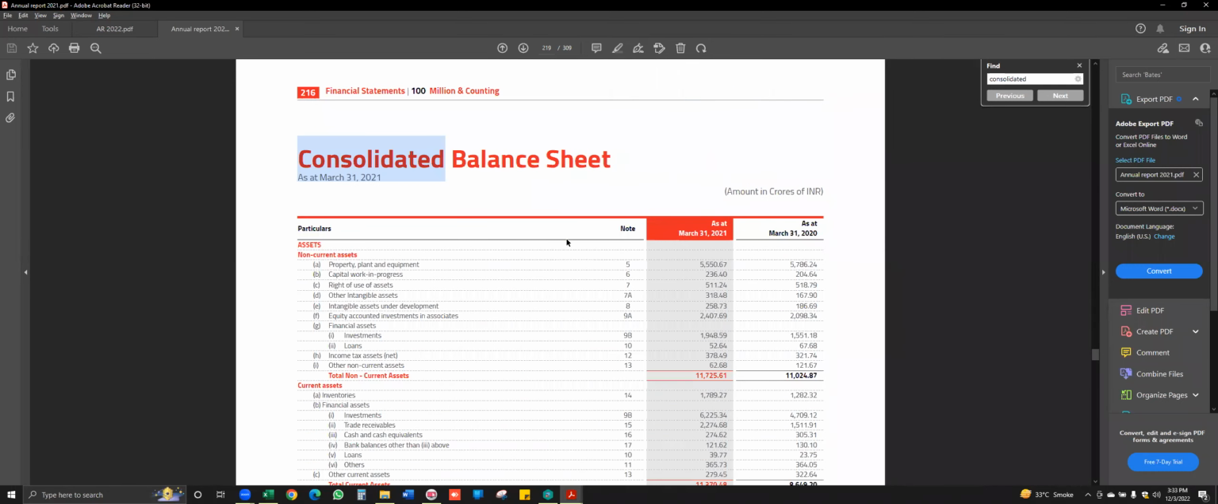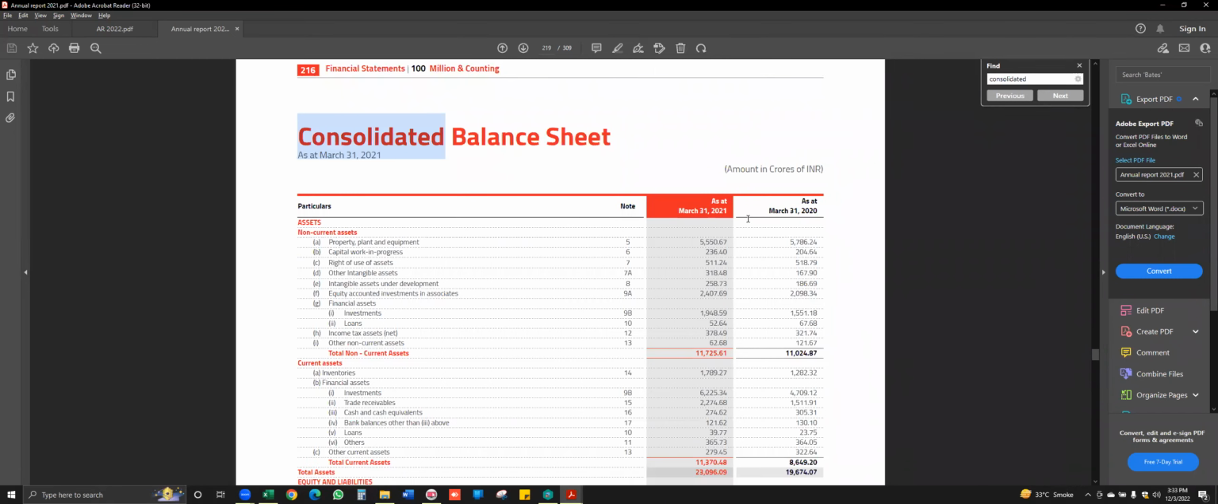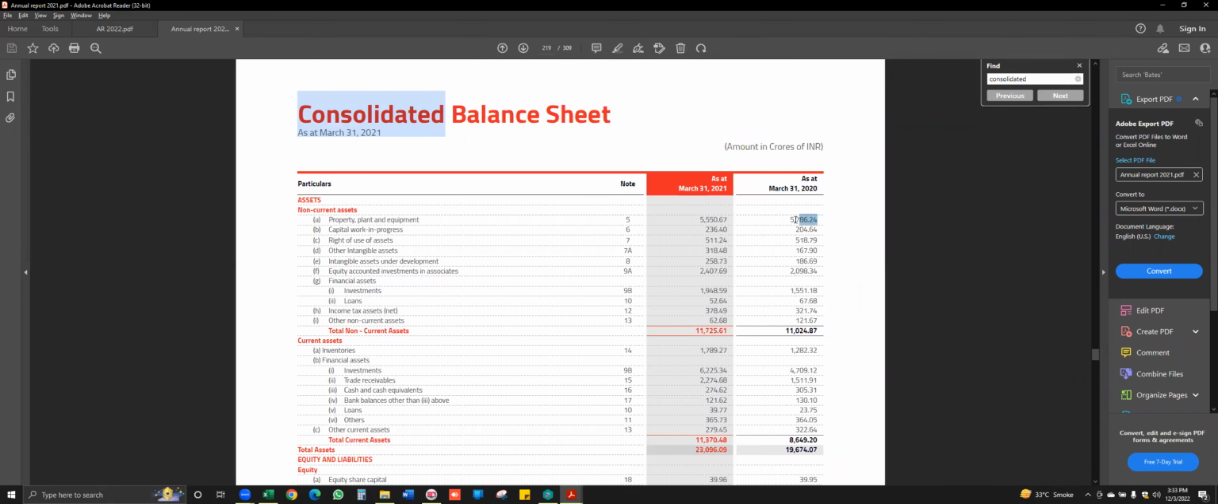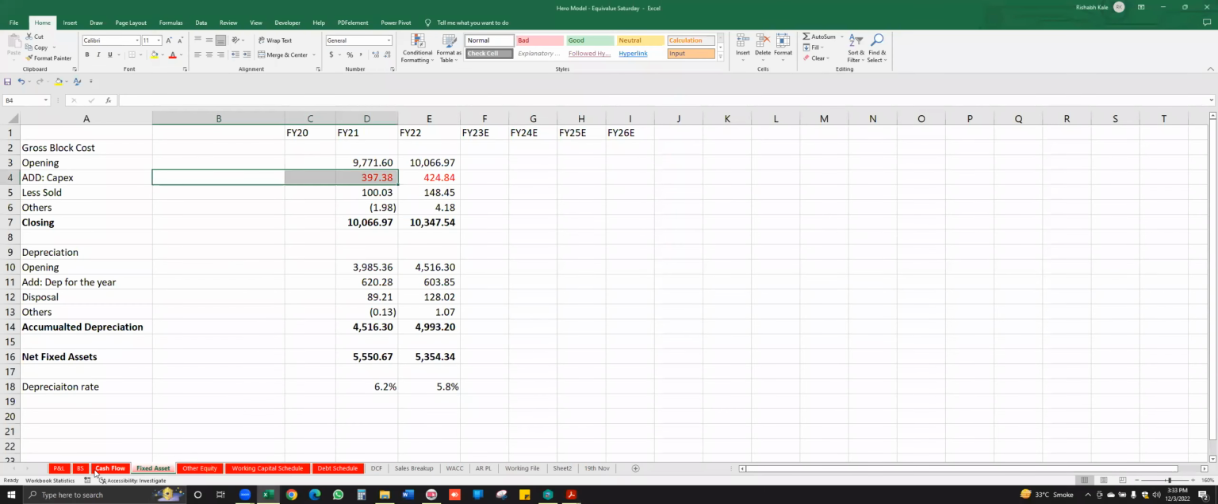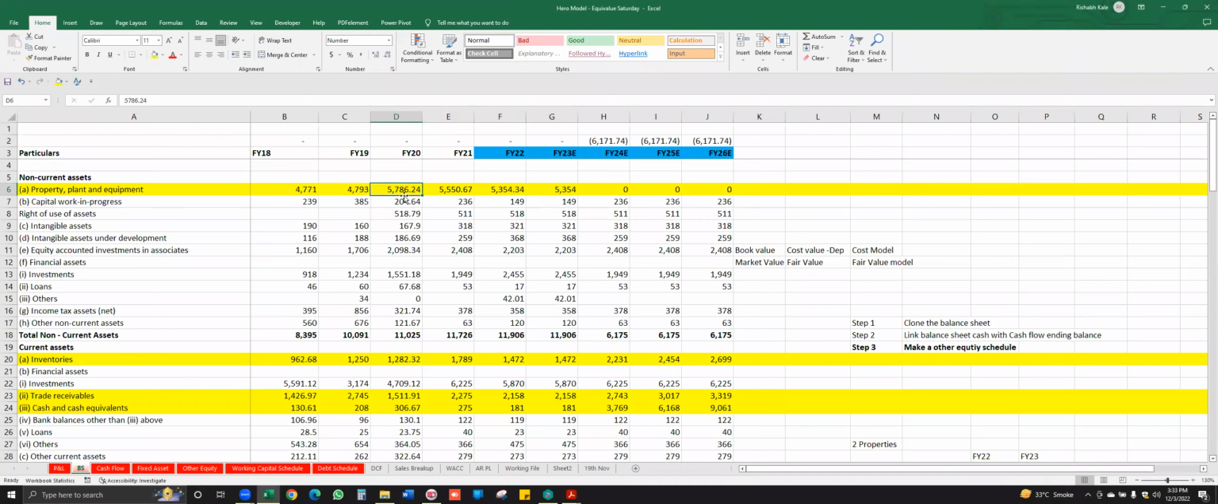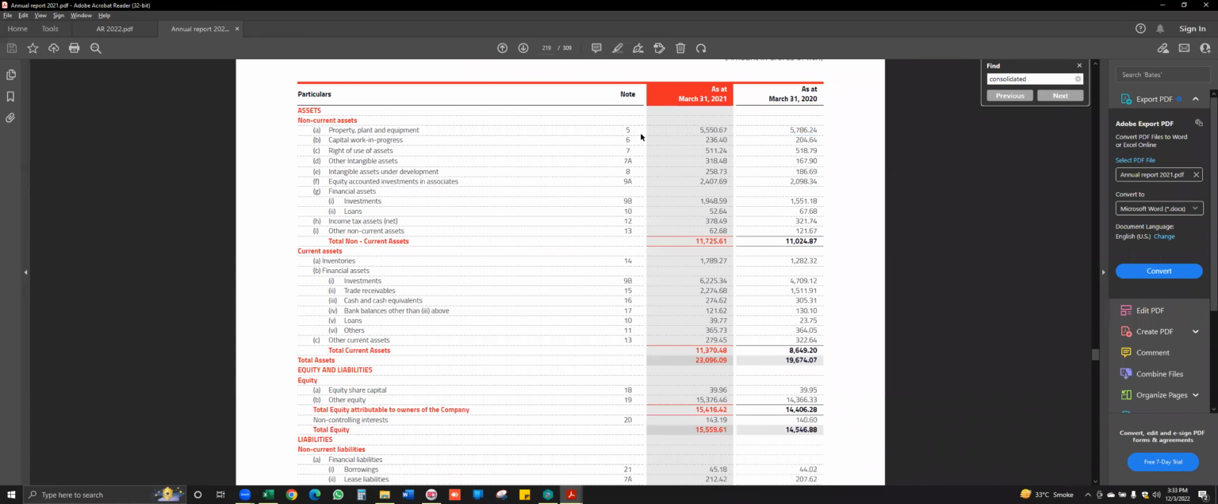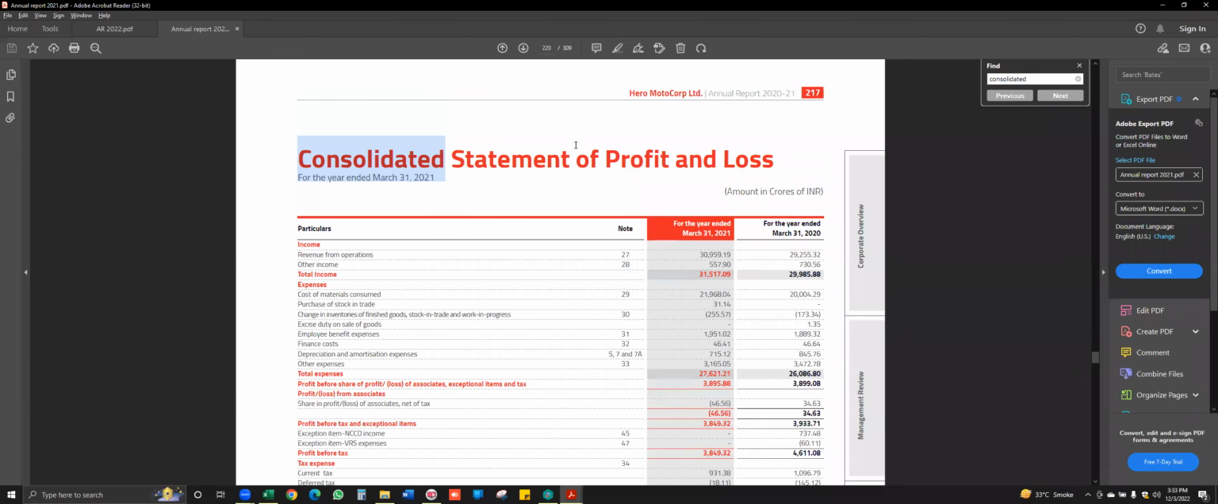Consolidated balance sheet. This is for 2020. The 21 we already have. We have to find this 786 number. Is the number there in our balance sheet? 5786. Let me show you how you get it. This is again note 5.